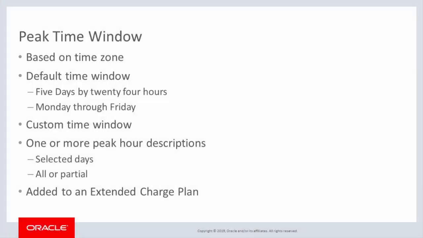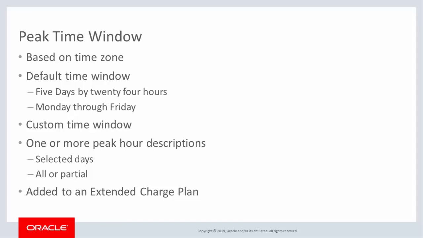Every chargeback plan is based on a schedule of peak hours. There is a global peak time window definition, and you can create additional custom peak time windows as needed. A peak time window is a schedule that specifies times of high utilization. It is a named object that is based on a time zone and includes one or more peak hour definitions.